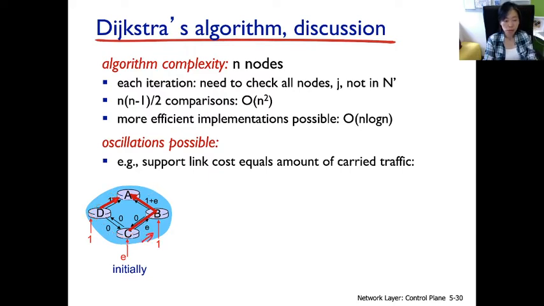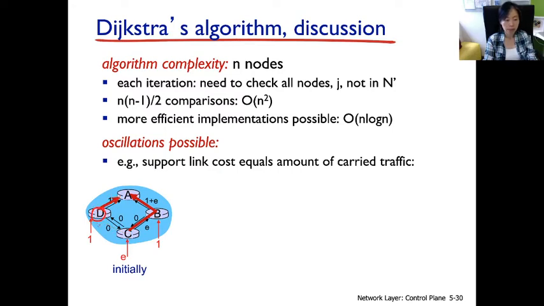C also sees two possible paths. Okay, if we take this direction, cost is E plus 1 plus E, and that is 1 plus 2E. The other direction, cost is 0 plus 1, therefore 1. And therefore, C would choose to go also clockwise to send traffic to A.